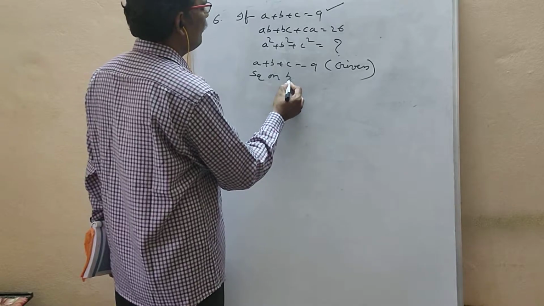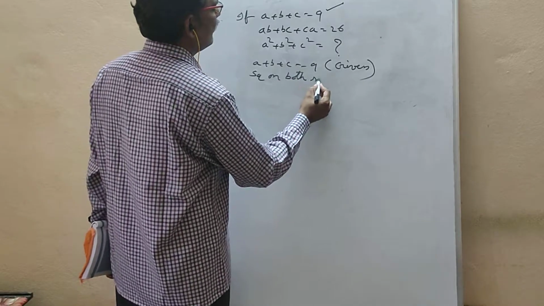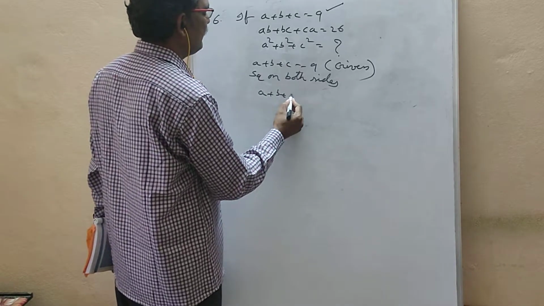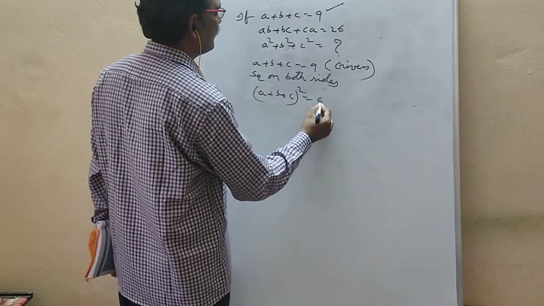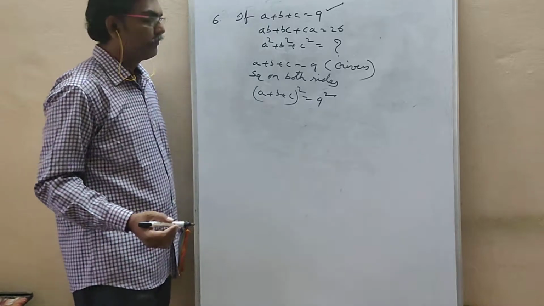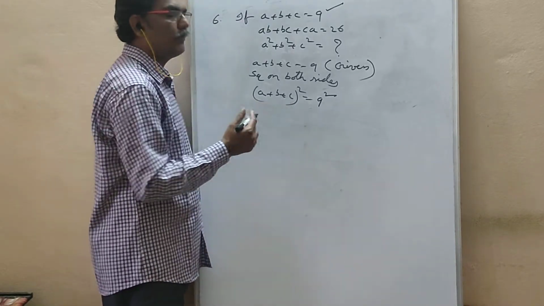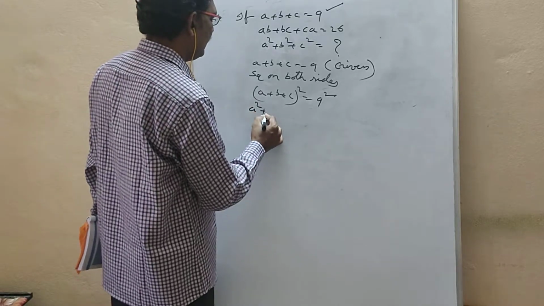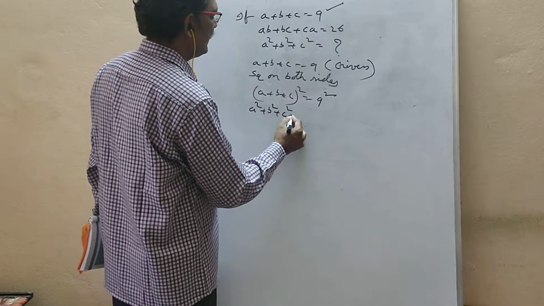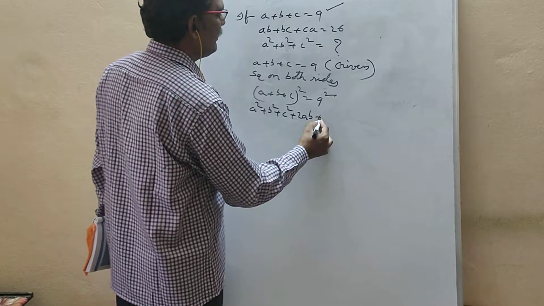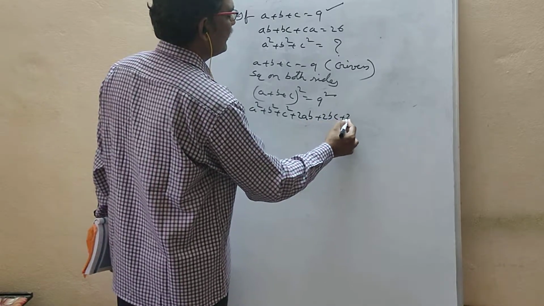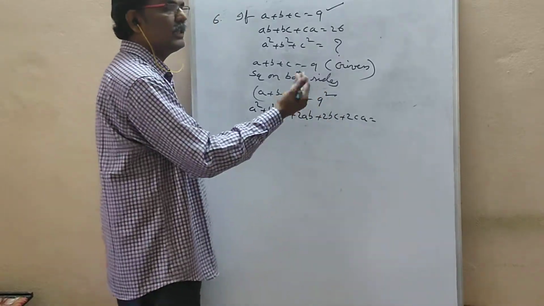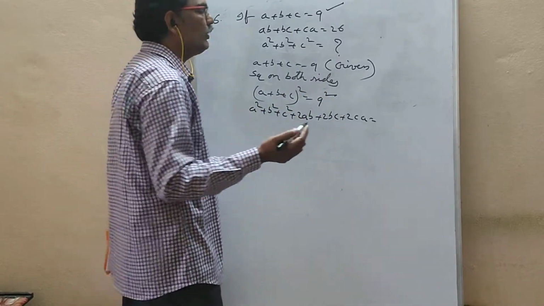Now what I am doing? Squaring on both sides. That is a plus b plus c whole square is equal to 9 square. So a plus b plus c whole square formula, I have to learn it by heart. What is the formula here? a square plus b square plus c square plus 2ab plus 2bc plus 2ca is equal to 9 square. a square means a into a. 9 square means 9 into 9.